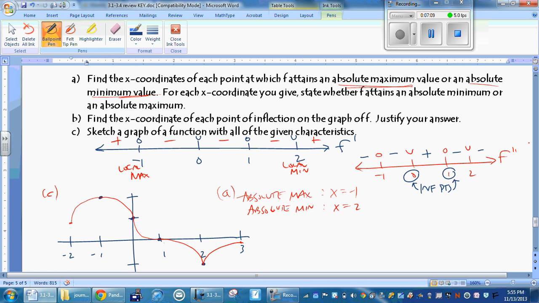Then for part B, find the x-coordinate of each inflection point on the graph. Well, x-coordinate, we have them at x equals 0 and x equals 1. Those are our inflection points because that's where the second derivative changes from positive to negative or negative to positive.